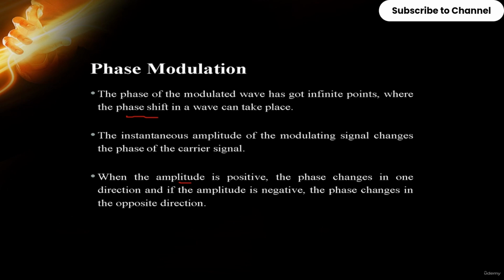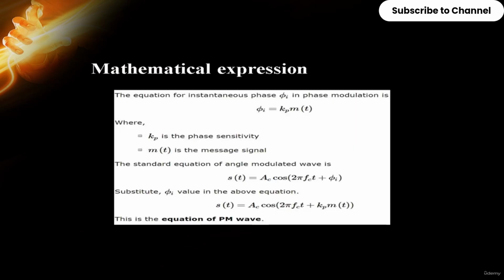If the amplitude is positive, the phase changes in one direction. If the amplitude is negative, the phase changes in the opposite direction. So based on the amplitude, the phase changes. The mathematical expression for the phase change is psi i equals kp dot m(t).